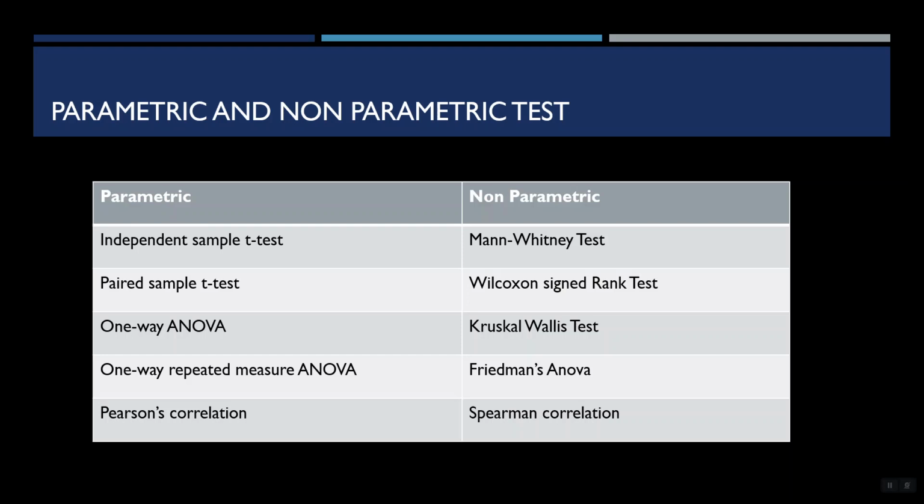One-way ANOVA is used for parametric tests, while the Kruskal-Wallis test is used for non-parametric tests. Then one-way repeated measures ANOVA is a parametric test, while the alternate for this one is Friedman's ANOVA test. For finding the relationships between the variables, a parametric test is Pearson's correlation, which is the most commonly used method, and the alternate for non-parametric tests is Spearman correlation.